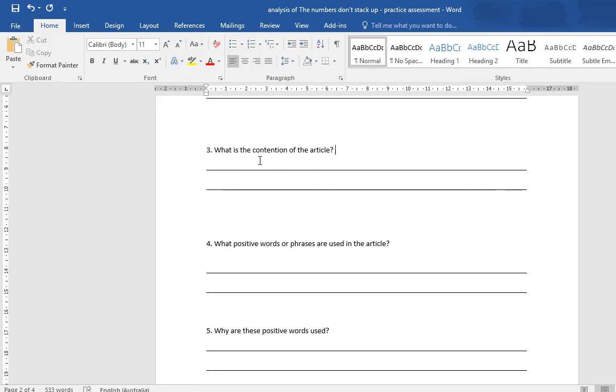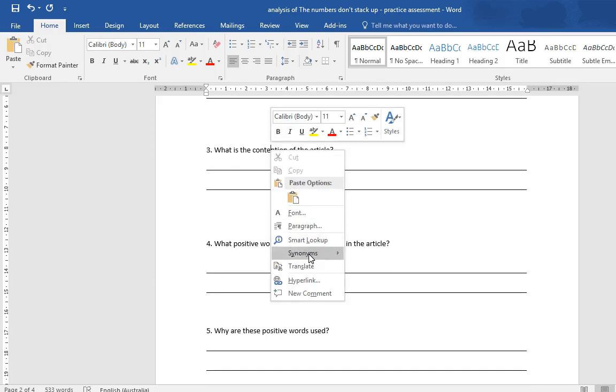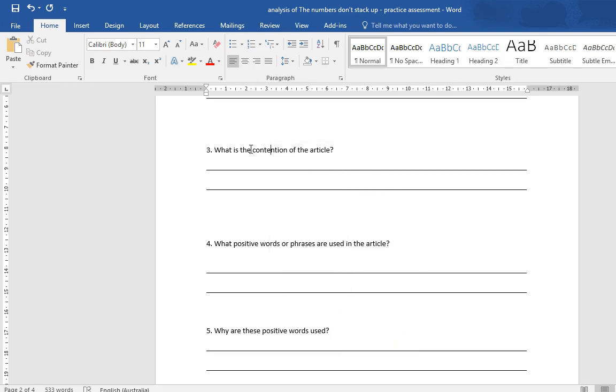Now, the contention, as you probably remember, means argument, not quite disagreement, dispute, disputation, debate, conflict, controversy, strife. Contention is what they think. Okay, so the issue is solar panels. The contention is what the author thinks about solar panels. So that's what you need to put in here.